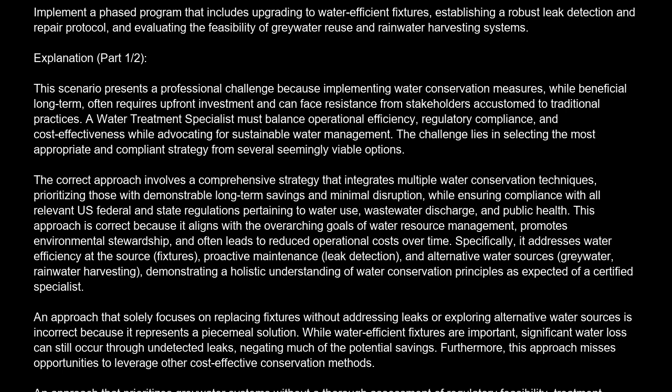An approach that solely focuses on replacing fixtures without addressing leaks or exploring alternative water sources is incorrect because it represents a piecemeal solution. While water-efficient fixtures are important, significant water loss can still occur through undetected leaks, negating much of the potential savings. Furthermore, this approach misses opportunities to leverage other cost-effective conservation methods.